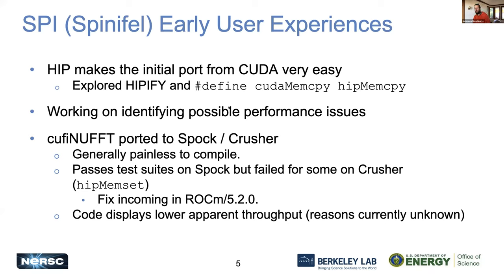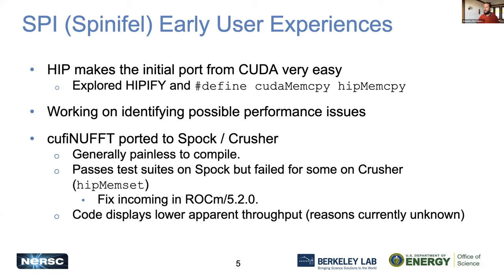So currently we are working on identifying possible performance issues. That's ongoing work, and I don't really want to go into specific numbers here. One example that's really worth noting is the SPI code uses a non-uniform fast Fourier transform. We started with the library called cuFINUFFT, a CUDA-based non-uniform fast Fourier transform, and it was painless to get compiling, but then on Spock we did see some issues.